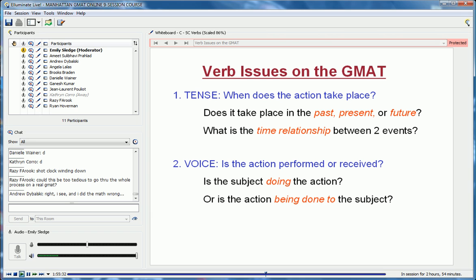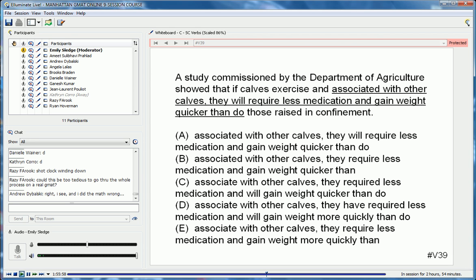The other thing that crops up on the GMAT is the issue of voice. Now, voice is a grammar term that basically means who's doing the action. When the subject is actively doing something, it's an active voice. But when the action is being done to the subject, then it's passive voice because the subject is passive in that case. We'll see that in action tonight. So I'm going to give you a minute and 15 for this one.